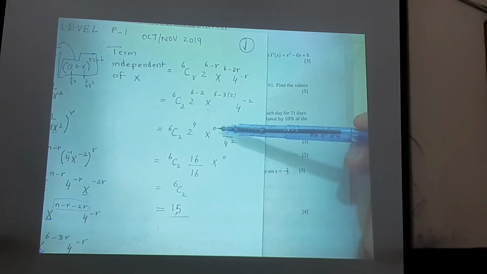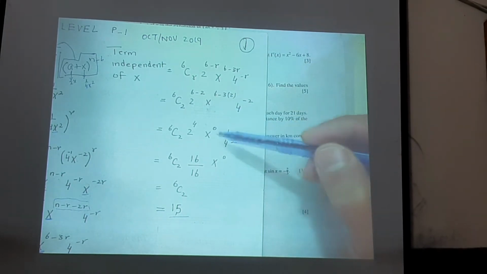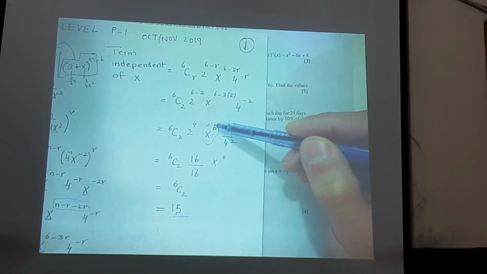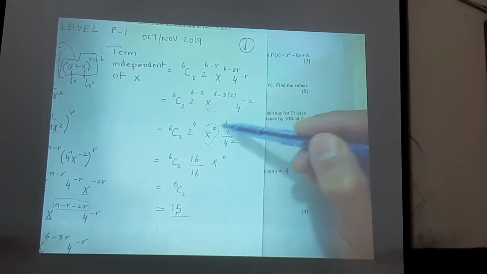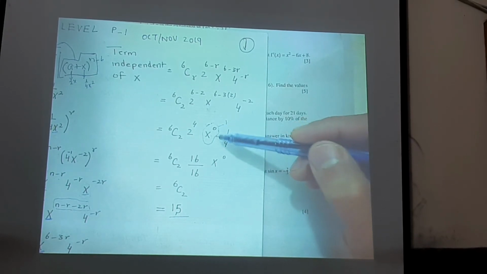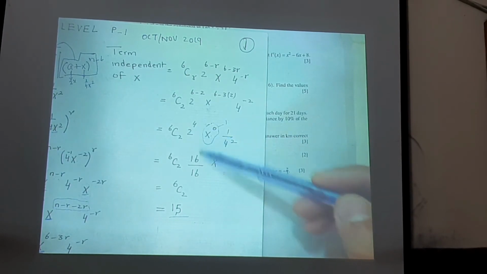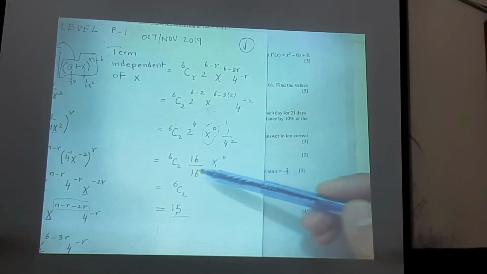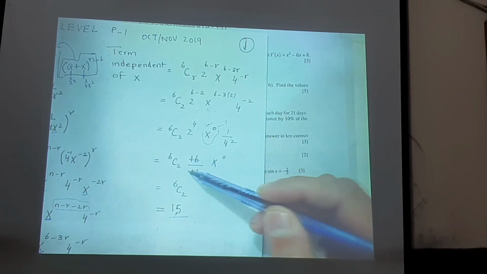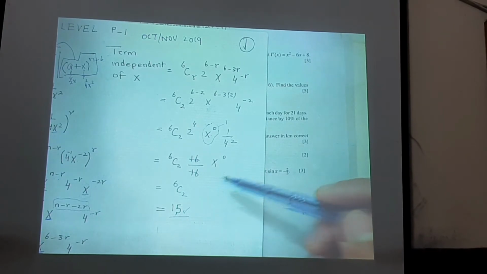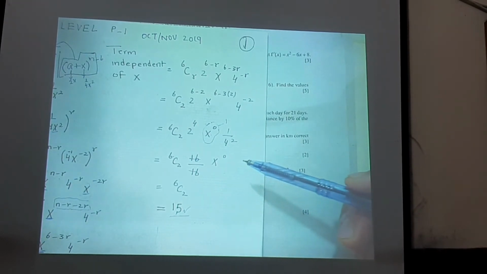Now that is what I want here. I want a term independent of x, meaning it shouldn't have any x. So x raised to the power 0 is basically 1. So I got rid of x, and my term is now independent of x. I will do the simplification. 2 raised to the power 4 is 16, and 4 square is 16, so I am going to cancel them. 6C2 is 15. So I got my term independent of x using the formula for the general term.